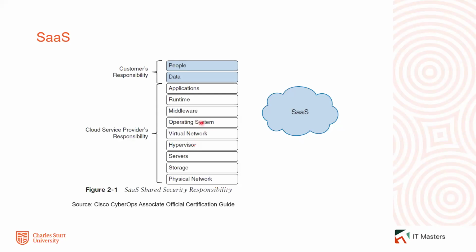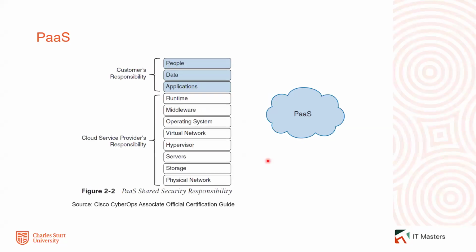The operating system can be anything. You can run literally any operating system on a virtual machine, including some old ones like OS/2 or Windows for Workgroups or anything like that if you wanted to do that for fun. All the way through the middleware, runtime, and the applications is handled by the cloud service provider in a SaaS environment. The only things the customers have are the people and the data.